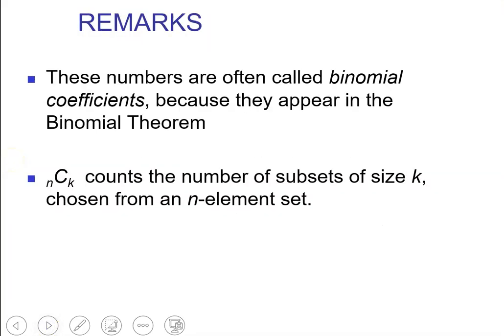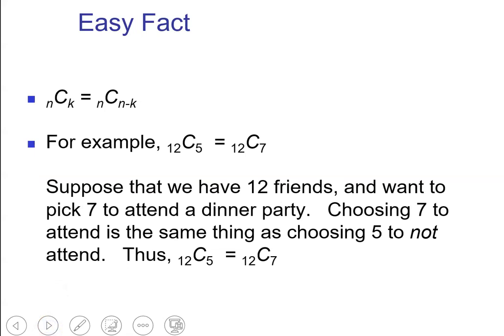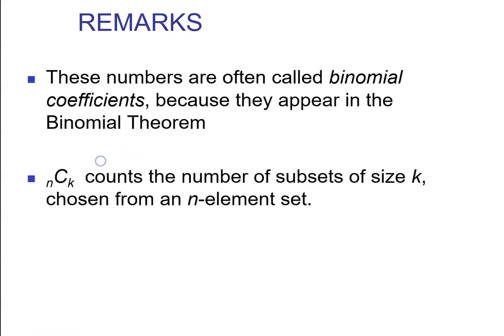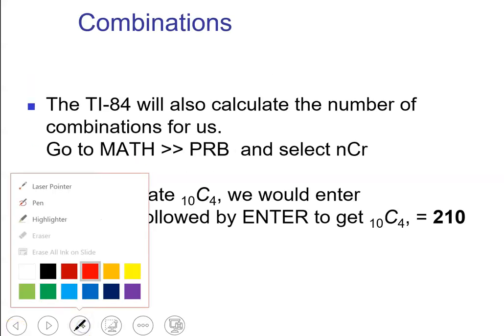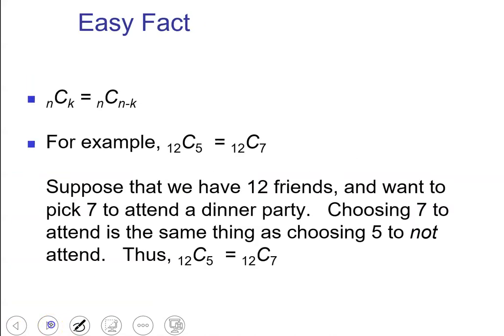All right, so a couple different items here. These numbers are often called binomial coefficients because they appear in the binomial theorem. NCK counts the number of subsets of size k chosen from an n element set. Okay, so again, a little more facts here. These are equivalent to each other. So in other words, it might be a little bit easier for you to look at the actual example there, which is 12C5 is equal to 12C7. You'll get the exact same answer.